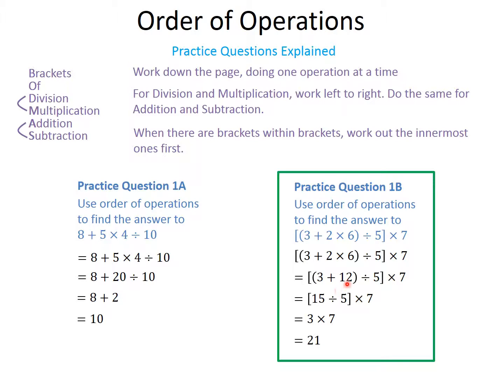So now 3 plus 12 would have to go next because that's in the innermost bracket still. So 3 plus 12 is 15. I wrote it down. Everything else, if you look carefully, is exactly the same. The divide by 5 times 7, divide by 5 times 7, exactly the same. 15 divided by 5 must go next because that's still in brackets, and so that is 3, so I wrote down the 3, and the poor times 7 still hasn't got to go yet, but finally I can do 3 times 7 as my last thing to get 21.